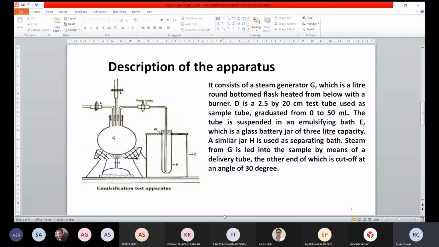Hello, ma'am. Yes. Ma'am, is there any significance of cutting that delivery tube at an angle of 30 degree? Most probably that has been done to increase the surface area. The interface at which steam and oil will come in contact will be increased because of this angle. So the surface area at which they're coming in contact will increase, and that will help in the formation of emulsion quickly. Is it clear? Yes, ma'am. So this was the experiment.